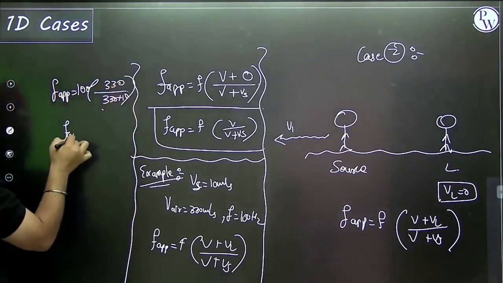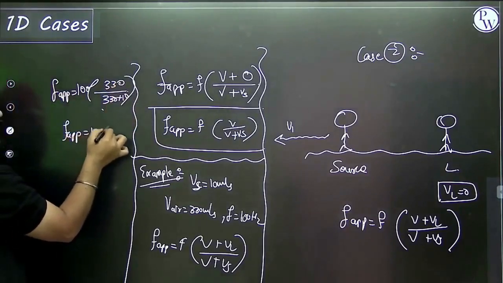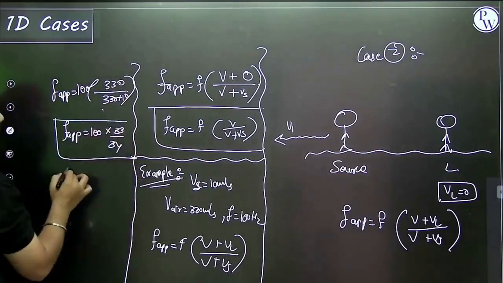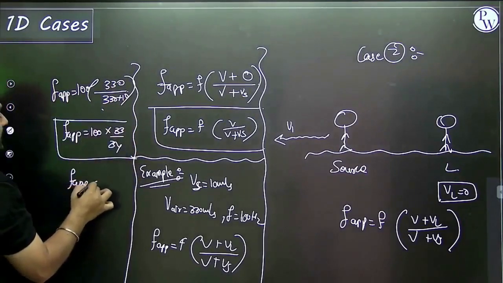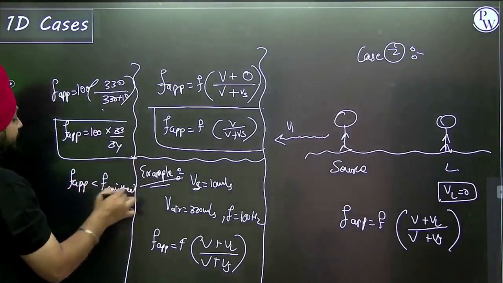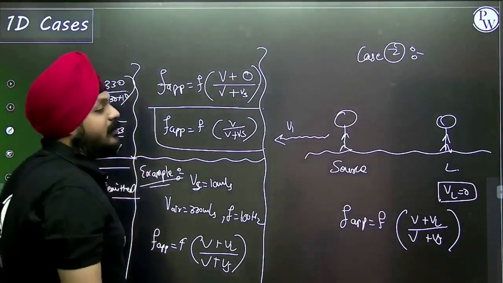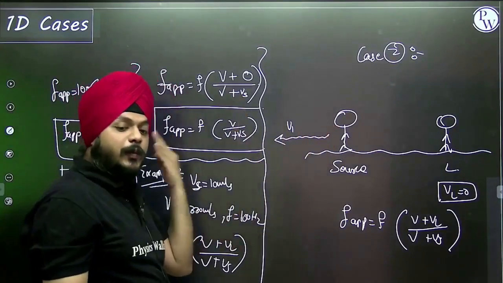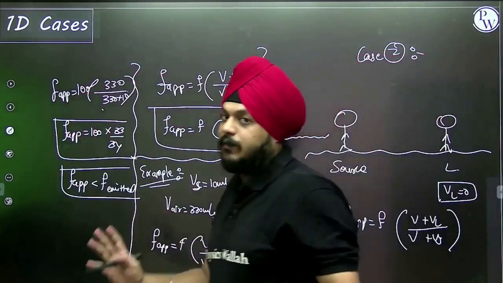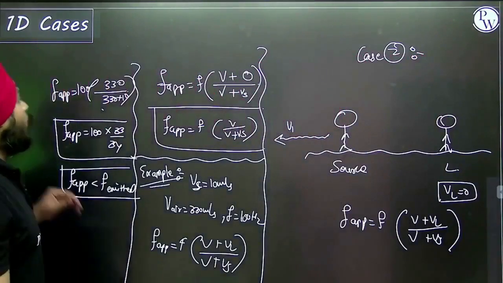So what will be the apparent frequency? That is 100 into 33 by 34. If you calculate this, I must say F apparent is less than the frequency of the sound that is emitted. Why does this happen? Because the source is moving away from the listener. Case number 2, the 1D case, a very simple case of the Doppler effect. Now let's move on to case number 3.